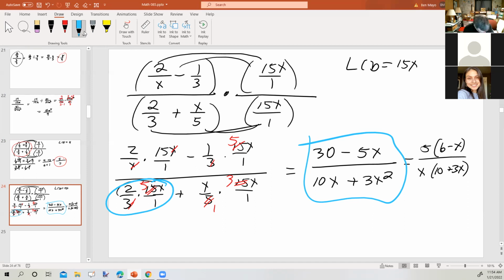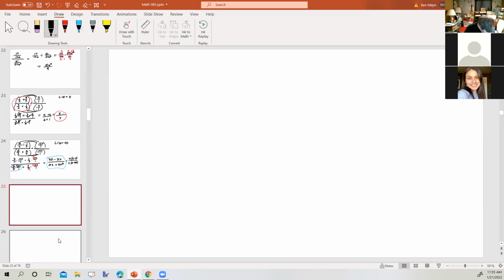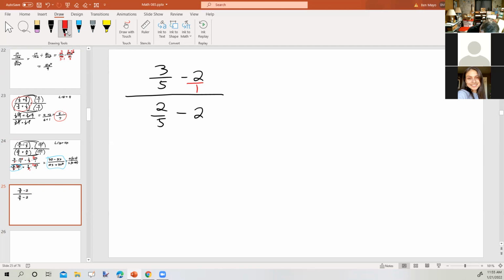How about this one? 3/5 minus 2 all over 2/5 minus 2. So keep in mind, there are implied ones in the denominator of those 2's, right? So our least common denominator of 5, 1, 5, and 1 is going to just be 5, right?